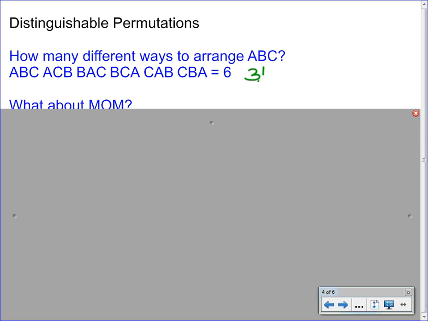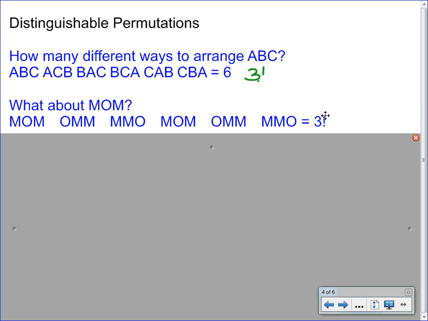Wait a second. Why wouldn't it be? There is MOM and MOM the same. OMM and OMM, is that the same? MMO, those are the same. So these 3 don't count. So how do we only get 3? Crossed out the other 3.